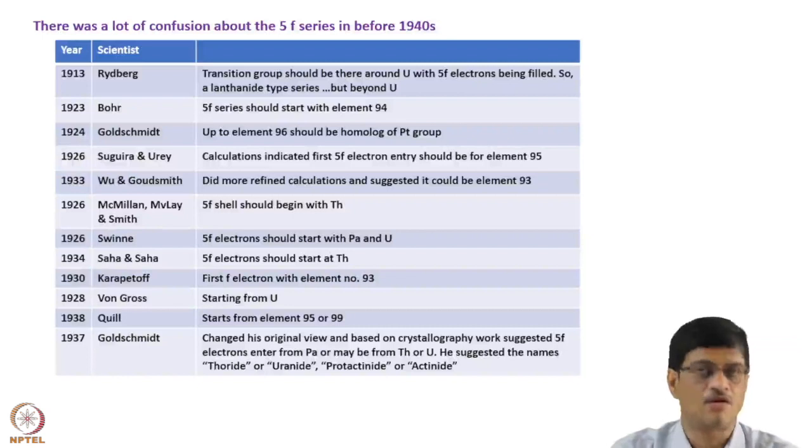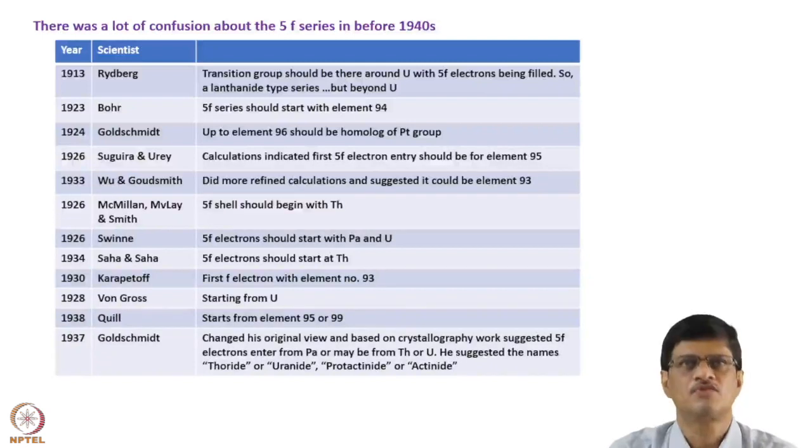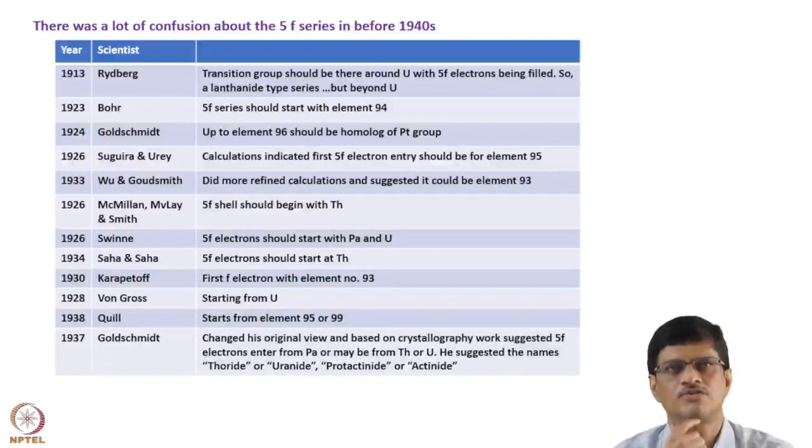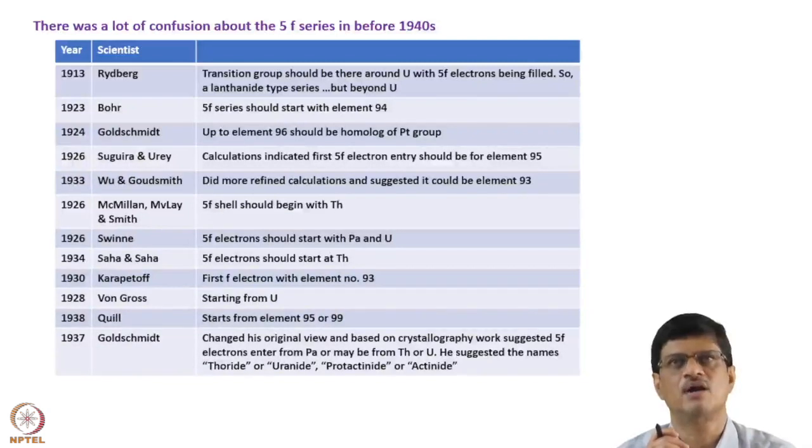Now, as I was mentioning, there was a lot of confusion about the 5f series before the 1940s. So I'll list how different groups proposed where the 5f series would be. In 1913, Rydberg proposed that a transition group should be there around uranium with 5f electrons being filled, so a lanthanide type of series, but beyond uranium. In 1923, Bohr suggested that the 5f series should start with element 94. And in 1924, Goldschmidt proposed that up to 96 should be homologs of the platinum group, and only beyond that can you have the 5f series.